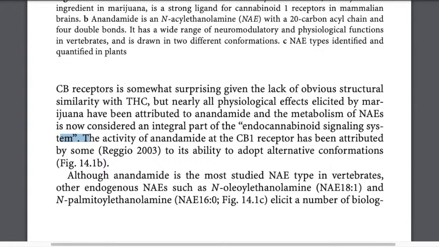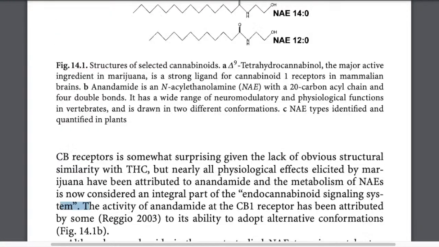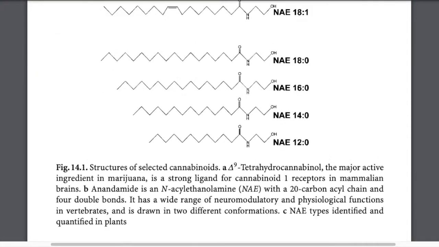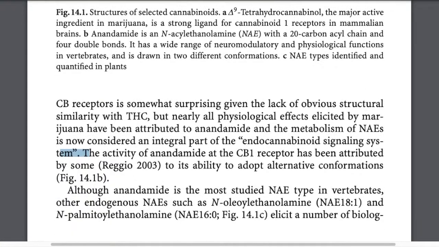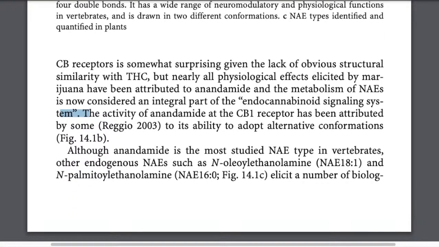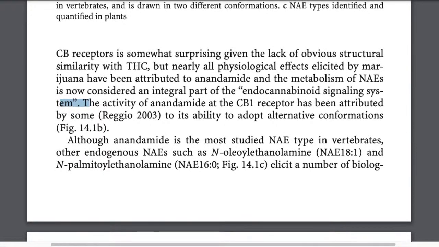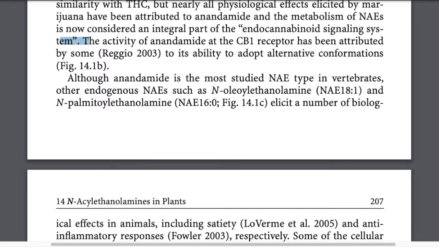for the one that triggers the response in the receptors, the NAE, which everyone is, and then anandamide. I'm getting confused because they all have different numbers after their NAEs, and they're hard to say. But we can just kind of follow along here. The activity of anandamide at CB1 receptor has been attributed by some to its ability to adopt alternative conformations.